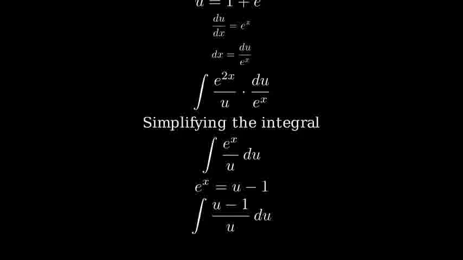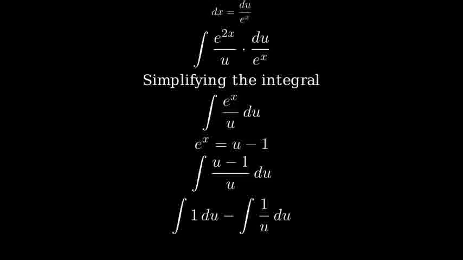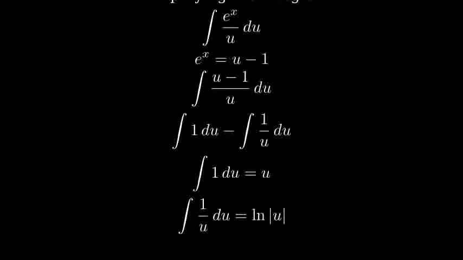Let's break this integral up into two separate integrals: the integral of u over u minus 1 over u with respect to u. This simplifies to the integral of 1 with respect to u minus the integral of 1 over u with respect to u. Now, we can integrate each term separately. When we integrate 1 with respect to u, we get u. When we integrate 1 over u with respect to u, we get the natural log of the absolute value of u. Thus, putting it all together, we get u minus the natural log of the absolute value of u plus a constant of integration c.